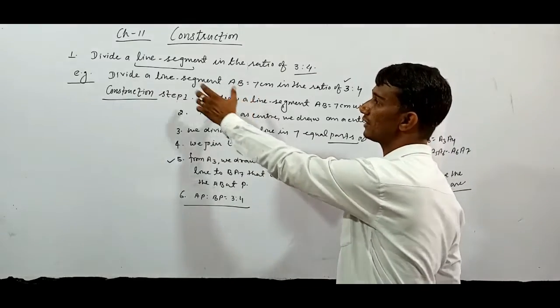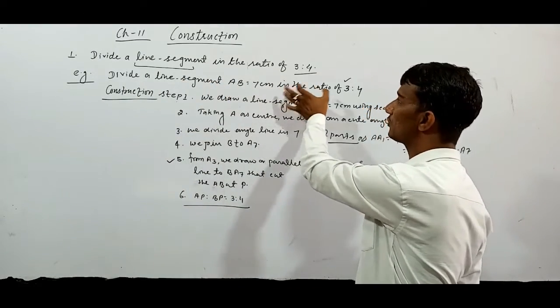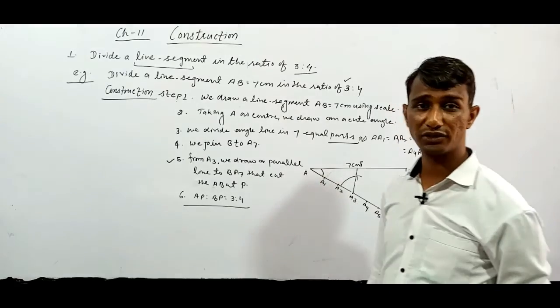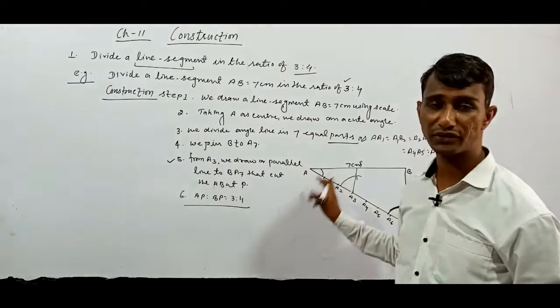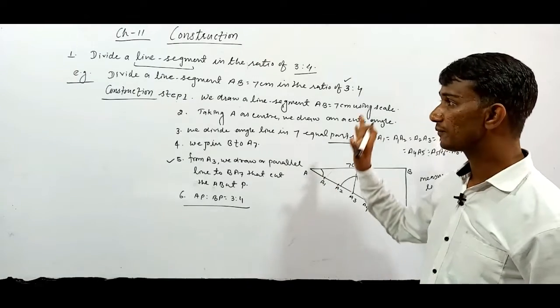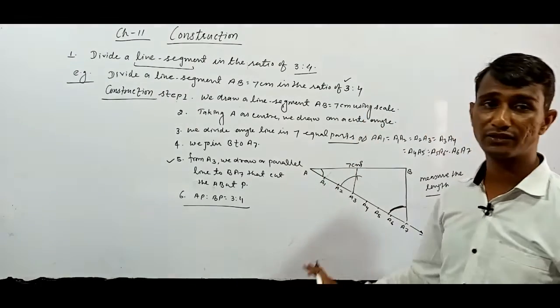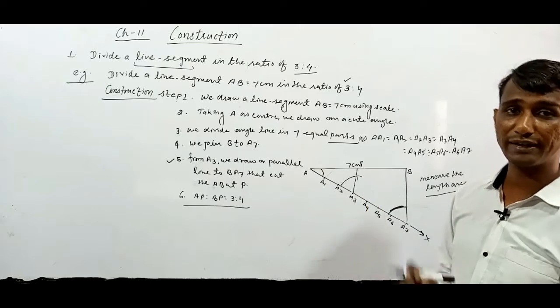Suppose that in this question, we are asked to divide a line segment in the ratio 3:4 and write the justification. For such types of questions, you never write the steps of construction. In such questions, you write only the justification. So how to write the justification?